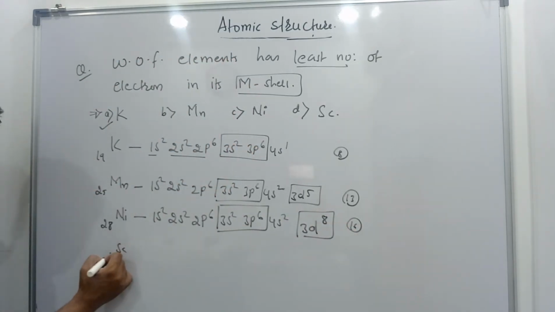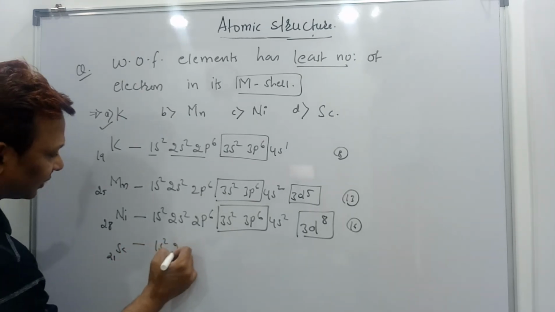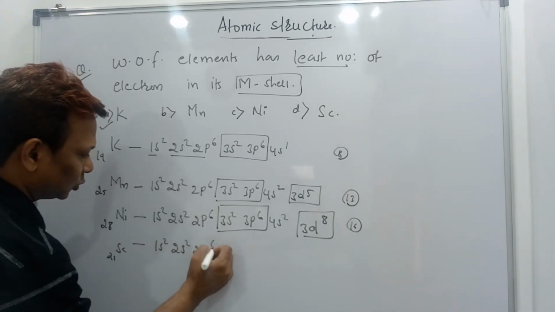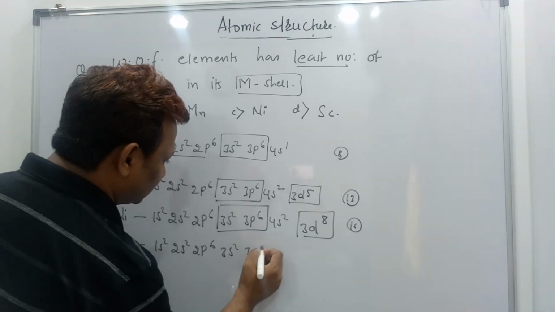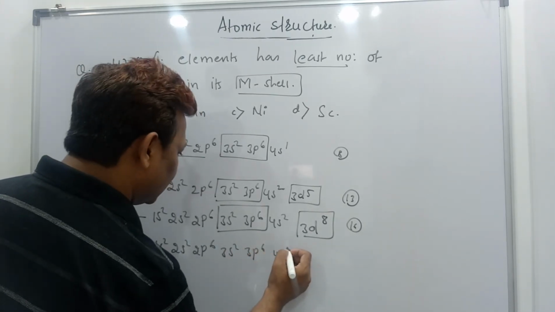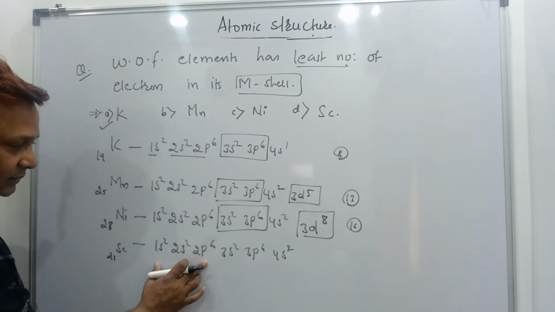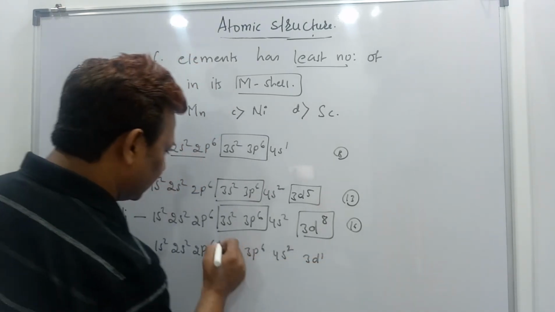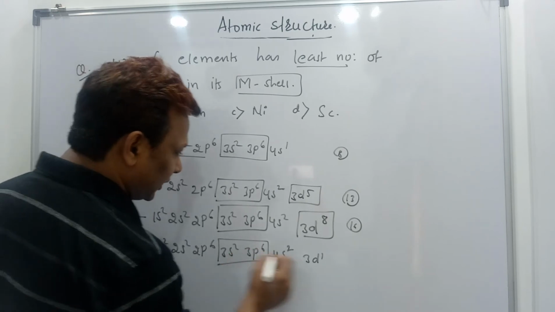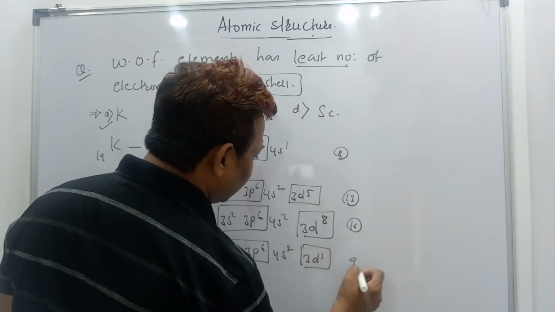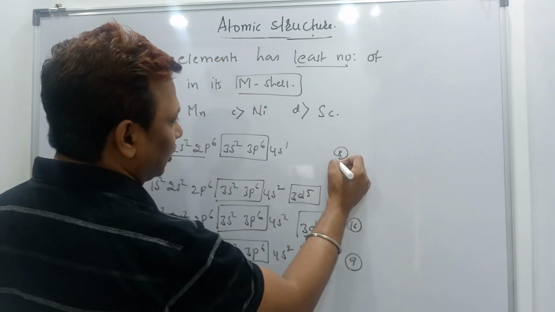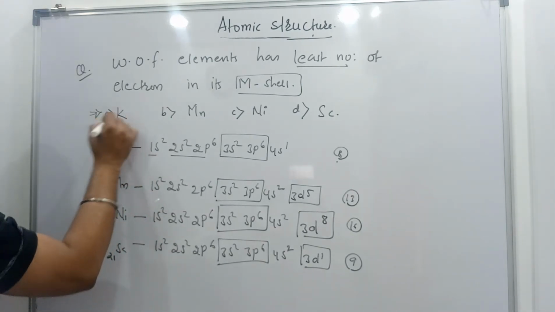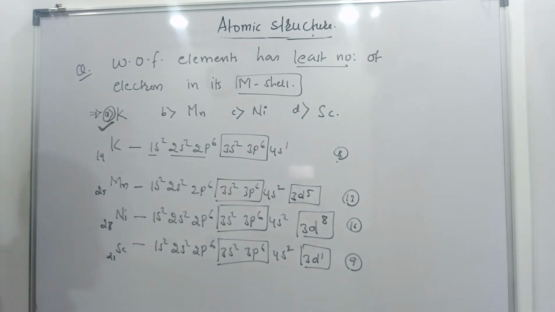The last one is scandium, atomic number 21. 1s2, 2s2, 2p6, 3s2, 3p6, 4s. Here 10, 16 plus 2, 18 plus 2, 20, 20 plus 1, 21. Check it, beta. 6 plus 2, 8, plus 1, 9 electrons in the M shell. So the least number of electrons is in potassium. So the answer is K. Potassium is the right answer.